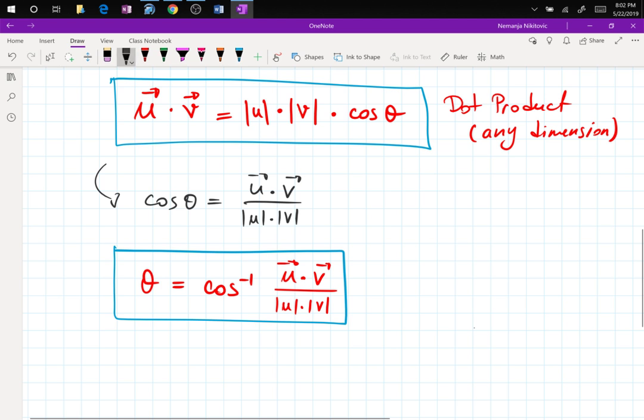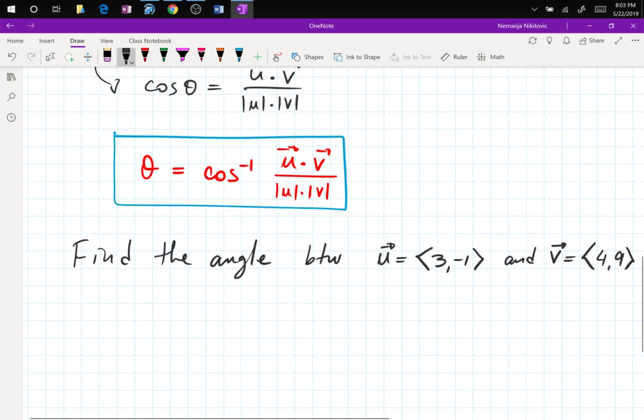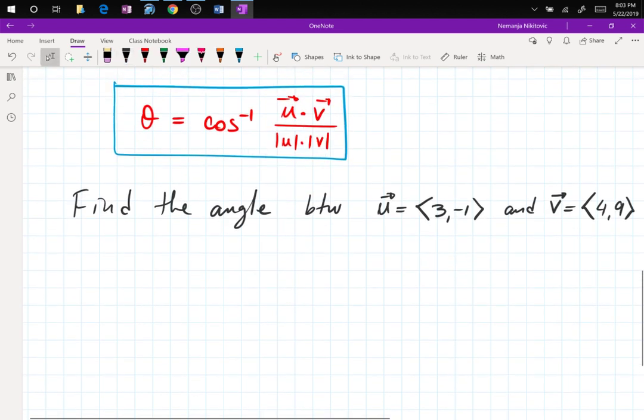So now we can solve the problem. Find the angle between vector u given as 3, -1 and vector v given as, I don't know, 4, 9, doesn't matter. Go. Make sure that your calculator is in degrees.